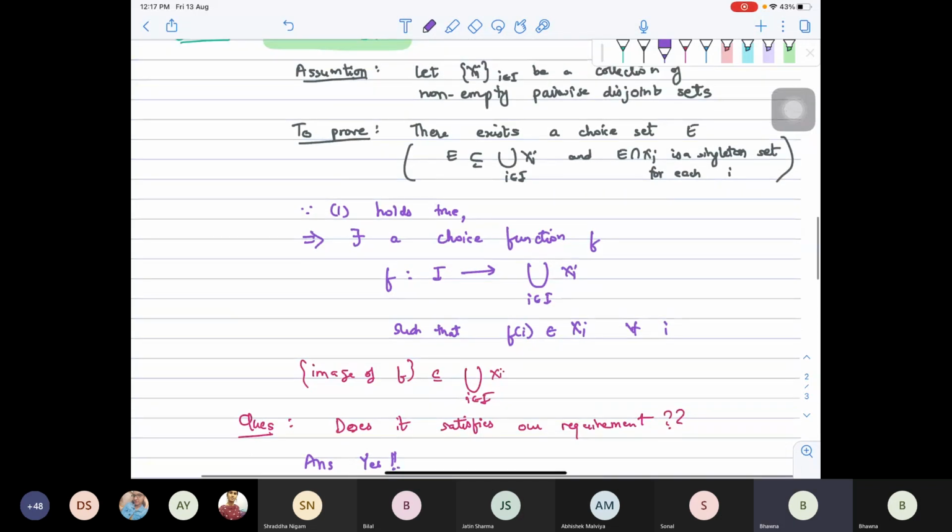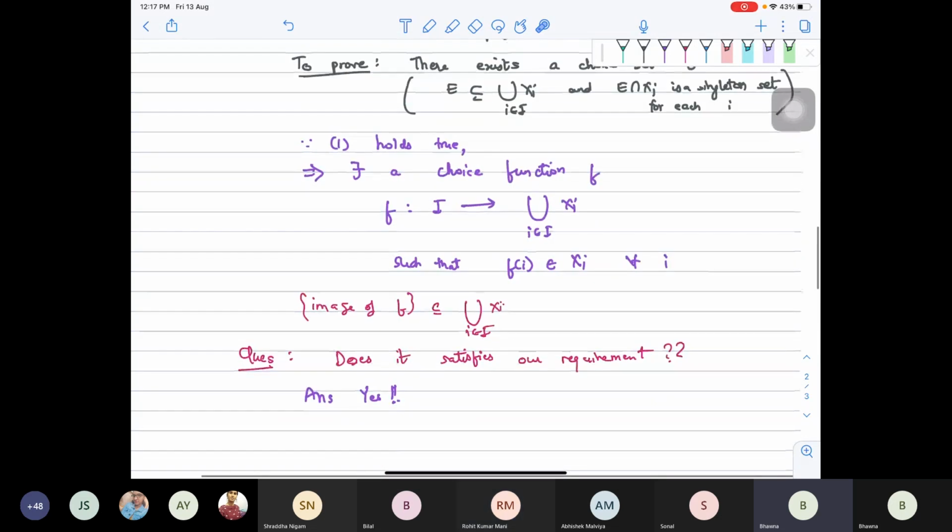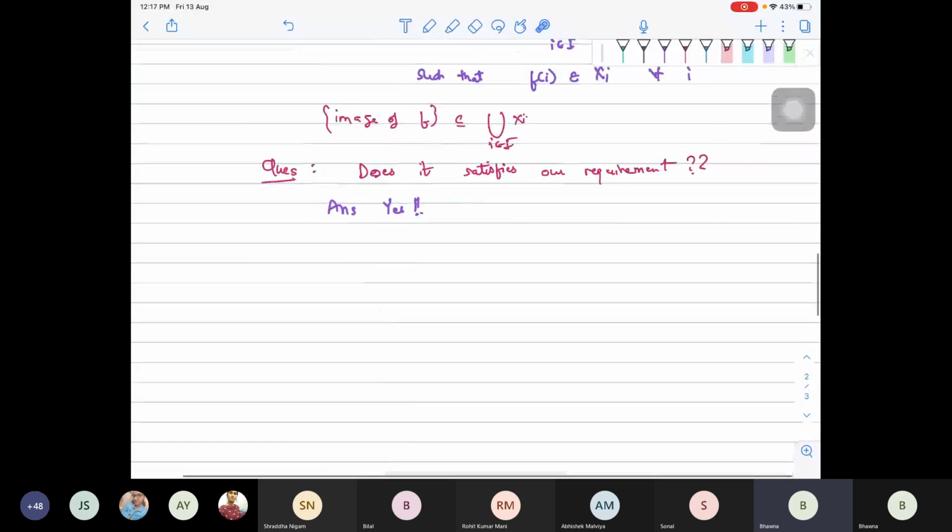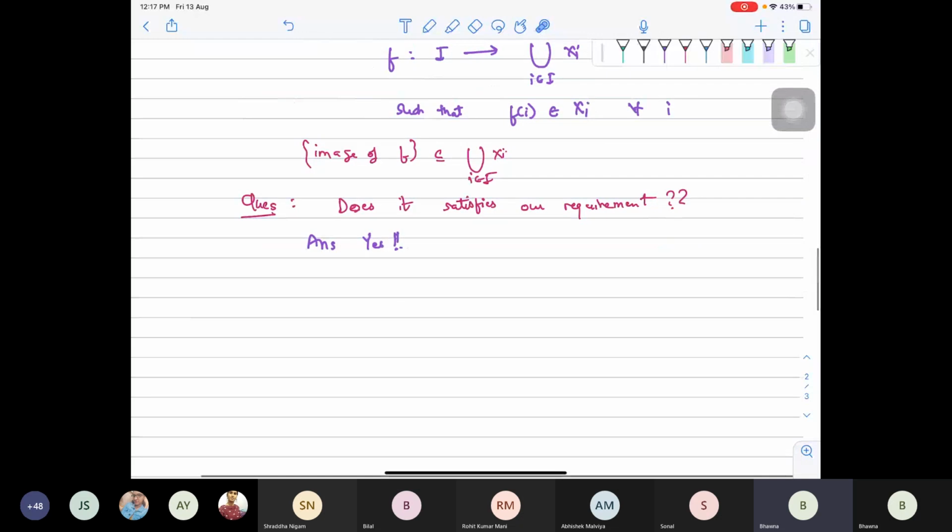How? Yes, Rohit, we can say that since f maps i to f(i), whose image is in Xi... That's what I'm trying to say now. Okay, thank you, Rohit. To be a choice set, I have two requirements: it should be a subset of the union of Xi, and E intersection Xi should be a singleton set. The first thing is true. So I take E to be the set of f(i) such that i is in I.